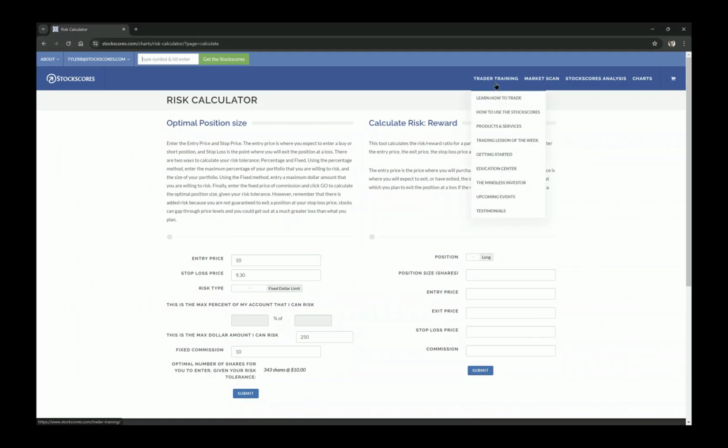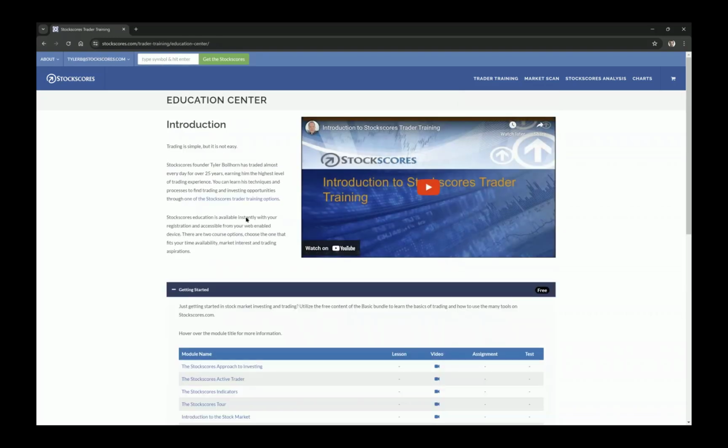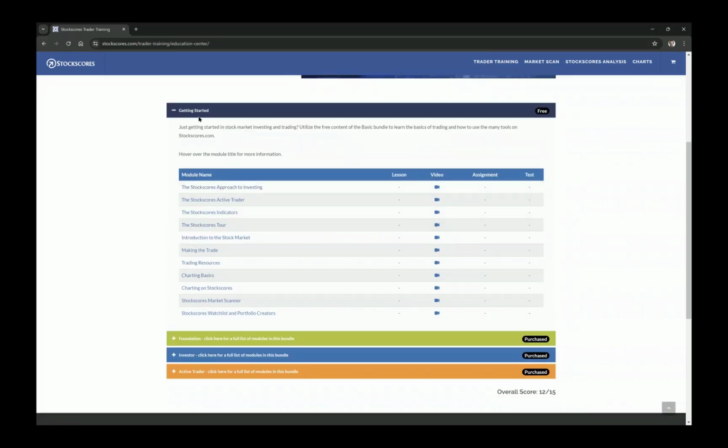So I go to Stockscores, Trader Training, go down to Education Center, and here you can see 4 core areas: getting started, foundation, investor, and active trader. So getting started, this is all free, so anyone can go look at this after the webinar. And so what are the Stockscores indicators? How do they work? If you want to tour the website, it's there. How charting works on Stockscores, that's all there, and that's all free.